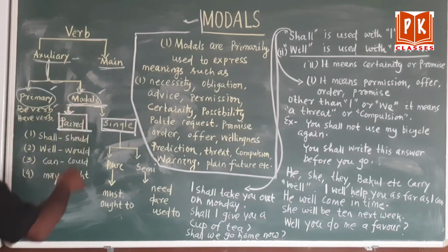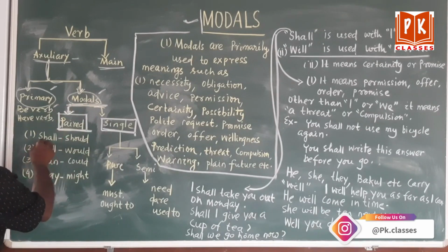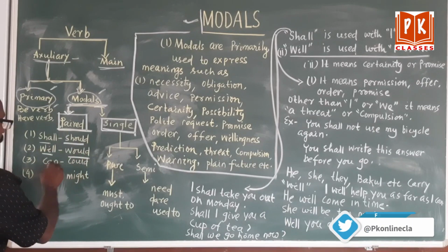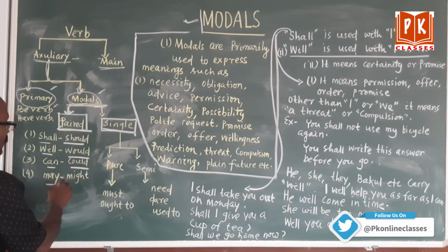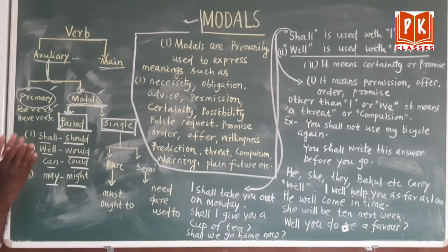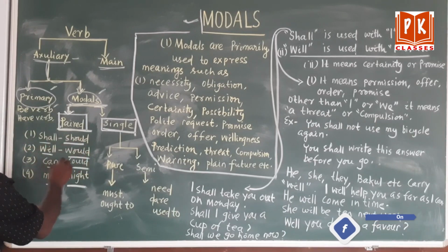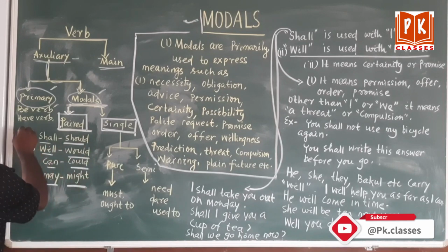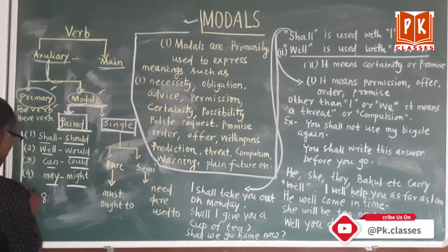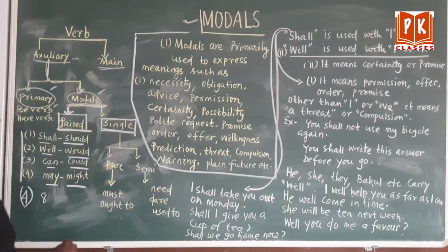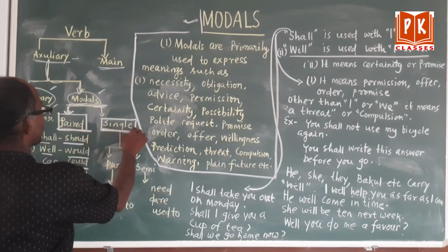First we will go to the paired form. Paired form means shall, should, will, would, can, could, may, might. These are paired. That means 1, 2, 3, 4, 5, 6, 7, 8: eight modals, but in 4 pairs. Clear? Then come to single modals.